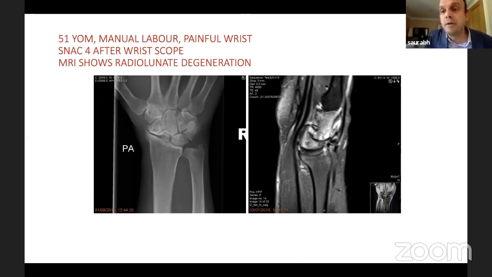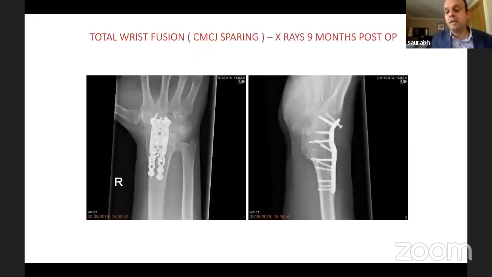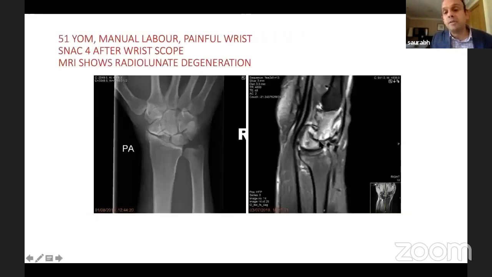This was done by my colleague when I was not around, I think. But in a way, it's good for academic purposes, so we know how MRI looks in an arthritic wrist. Again, I did a scope, and in the scope I found that the radiolunate surface was gone, and the MRI also corroborated.